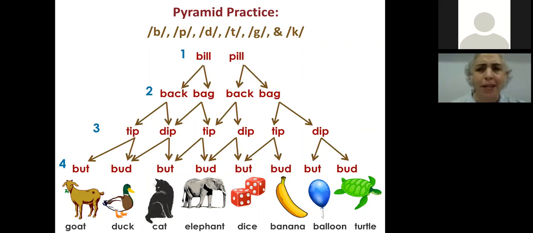Okay, so I think this one might be probably about the same difficult level as the previous one. Let's start together at the top line. So line one, we have pill, back, tip, and bud.